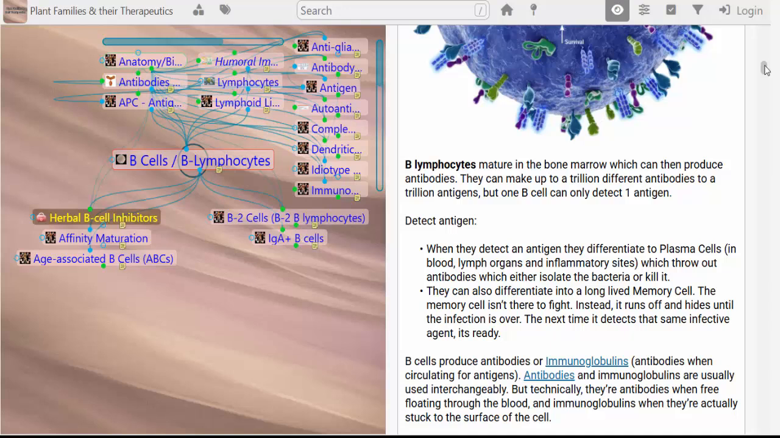The memory cell's not there to fight. Instead, it's going to run off and hide until the infection's over. But the next time it detects that same infective agent, it's ready.